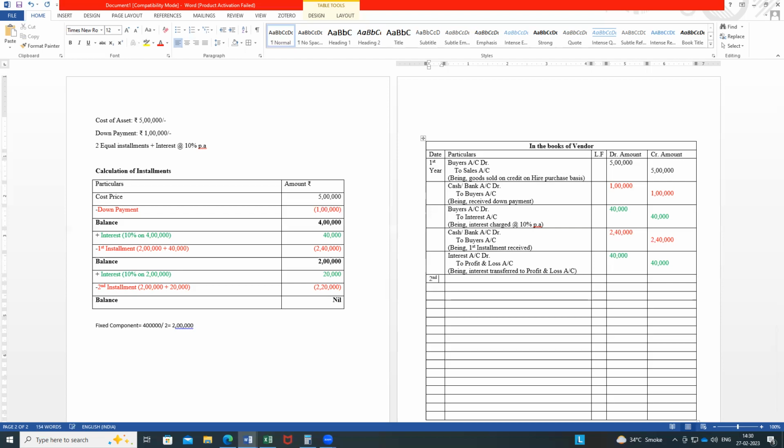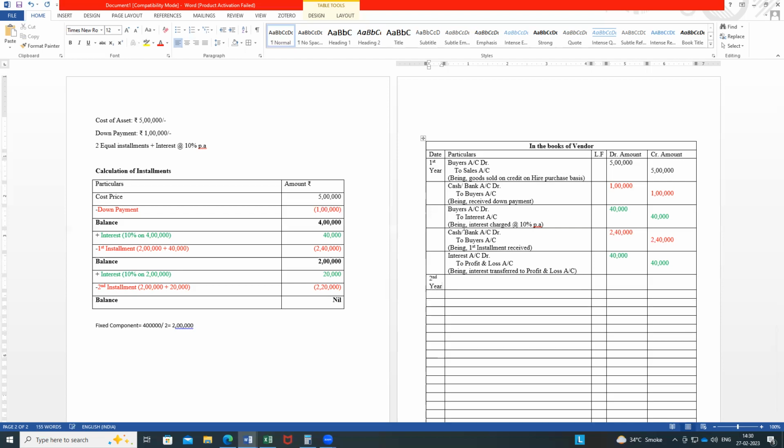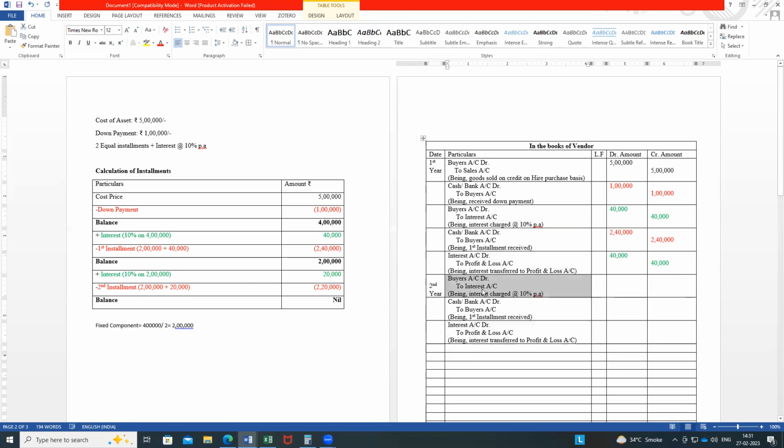And in the second year, we have to remember, see, the goods will not be resold to the same buyer again in the second year. Neither will the buyer give us any down payment in the second year. It means we have to only pass the three basic entries for the second year, for the third year, fourth year, fifth year, जितने भी years का question हो. What we have to record, the first, the interest charge, that is buyer's account debit to interest account. Look here, now here it is 20,000. So we have to record transaction as 20,000 क्योंकि यही interest amount है. So the interest amount would be different.